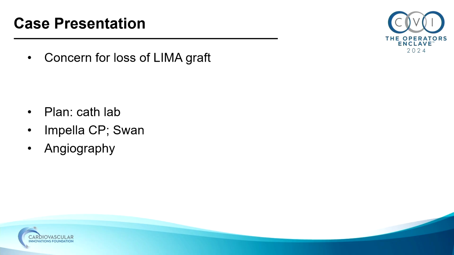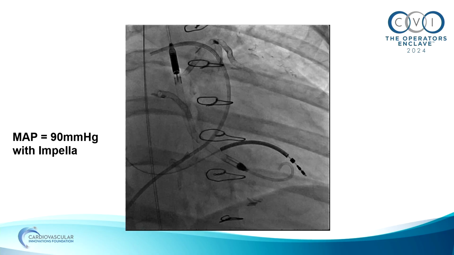The ROSC EKG showed nonspecific ST changes, clearly no ST elevation, but there was concern that maybe the LIMA graft had gone down or something had happened to the LIMA. So the plan was to take the patient to the cath lab, place an Impella CP initially to stabilize the patient. After shooting the coronaries, place a Swan to see what else might be going on with the patient, figure out how we could get this guy better resuscitated.